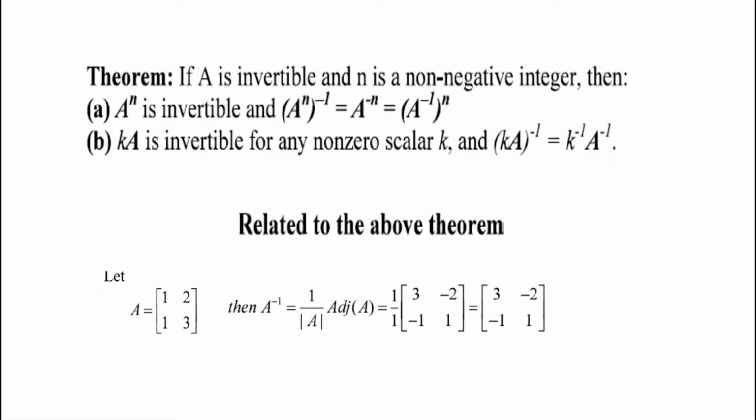Related to the above theorem, there is an example. The matrix A is given. A is a 2 cross 2 matrix with the entries 1, 2, 1, 3. We can easily calculate the inverse of A. A inverse is calculated here. We will show that A power minus 3 is equal to the power 3 of A inverse.